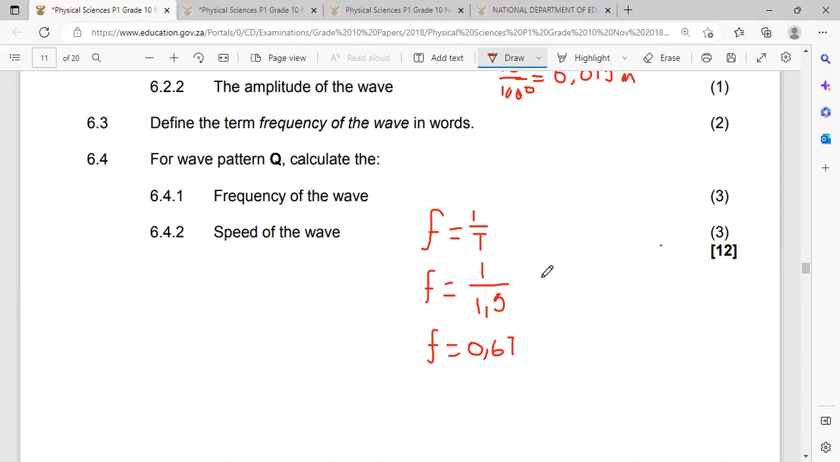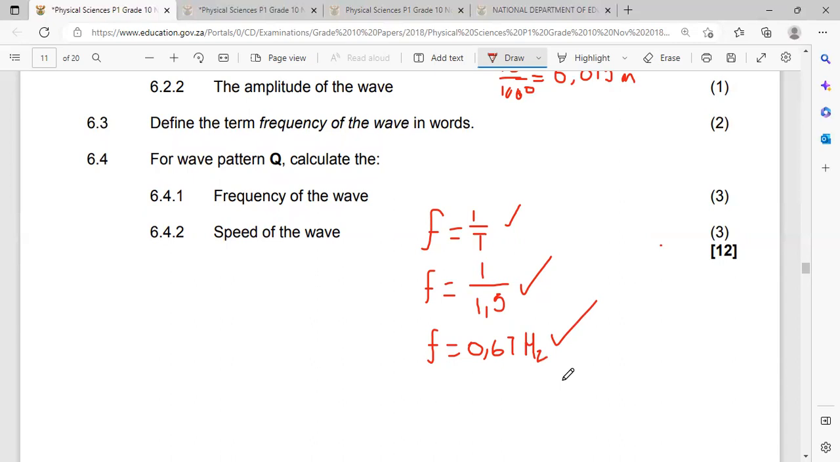So this is gonna be a mark, and the substitution is also gonna be a mark. And if you write your answer like this without the units, you lose a mark. But for writing your answer with its units, that's also gonna be a mark.